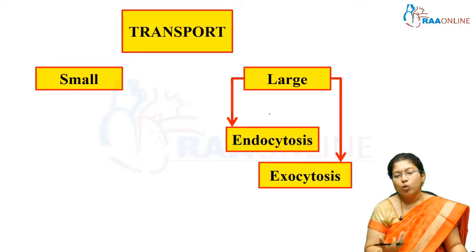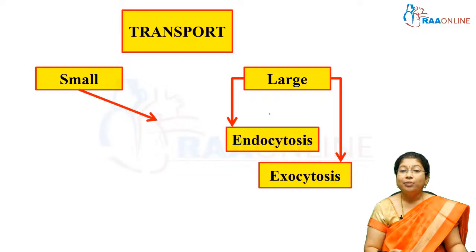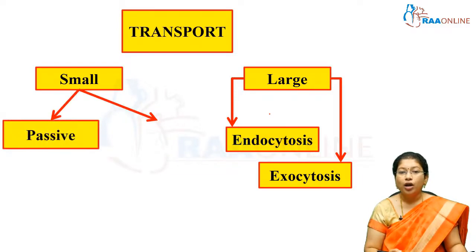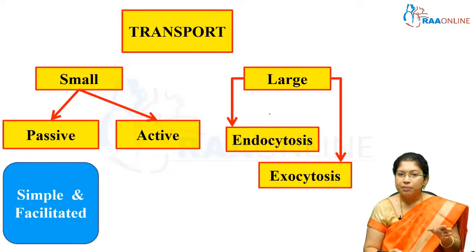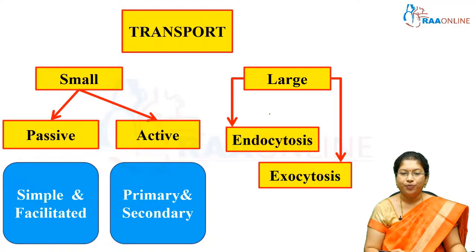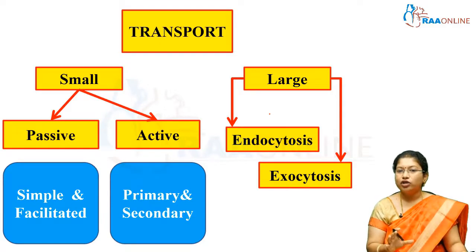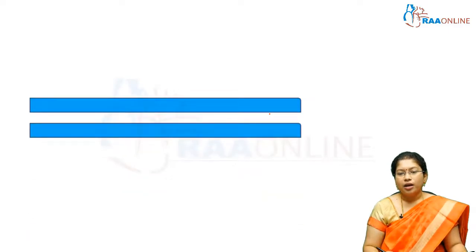Next, how are the small molecules transported? Either by passive diffusion or active transport. Passive is by two mechanisms, simple and facilitated diffusion, and active is by primary and secondary active transport. So, this is the classification of the membrane transport. Next, we'll see the transport mechanisms one by one, across the lipid bilayer.